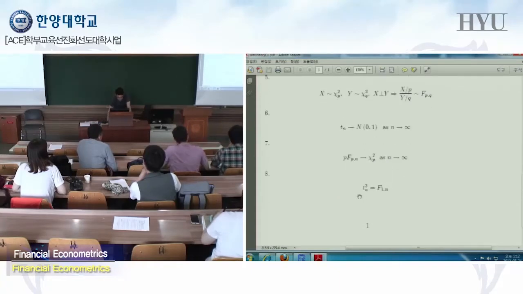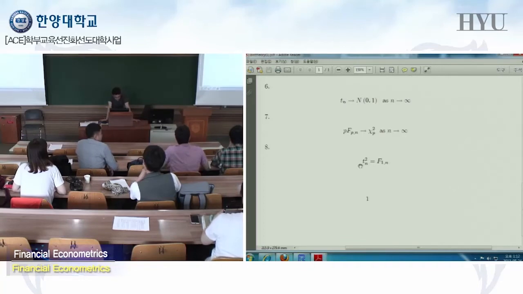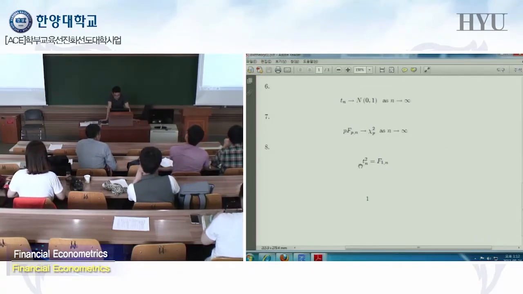Number 8, if we square a t distribution with degrees of freedom n, then it is basically an F distribution with degrees of freedom 1 and n. Okay. Please remember this.